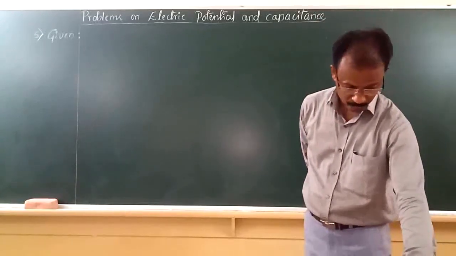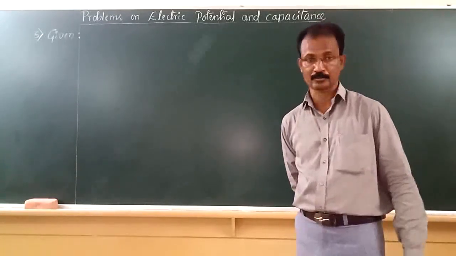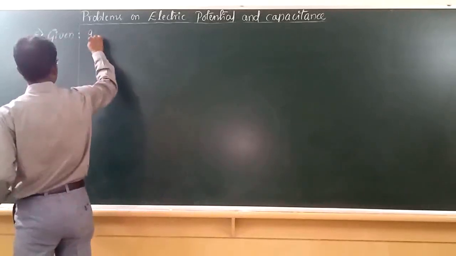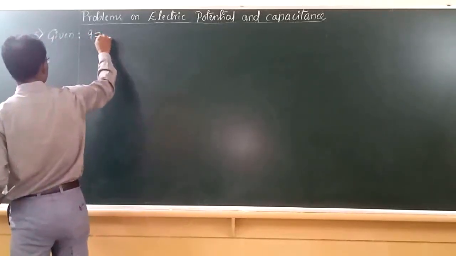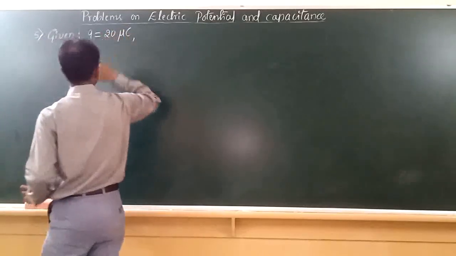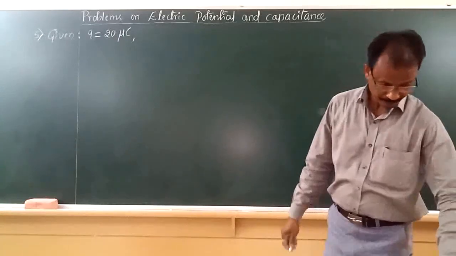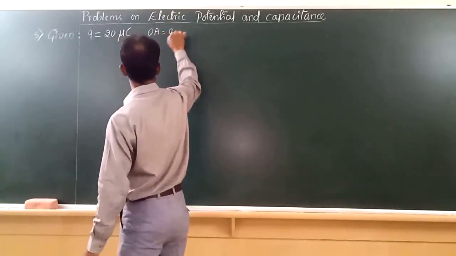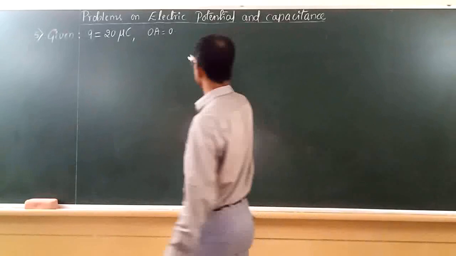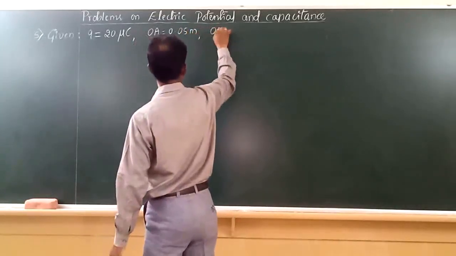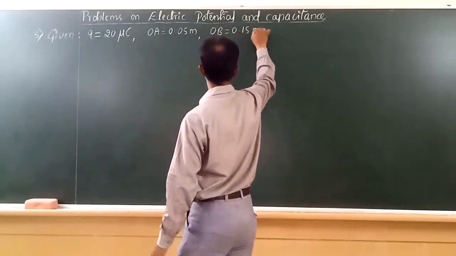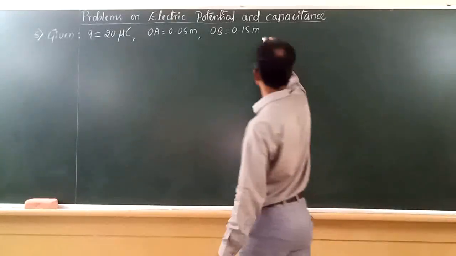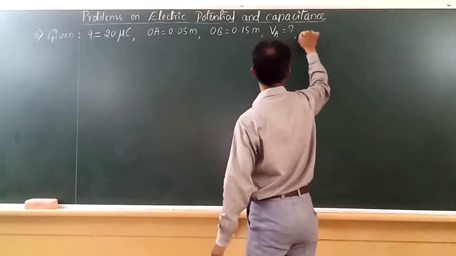Also find the work done to move a point charge of 1.6 × 10⁻¹⁹ coulomb from B to A. Only one charge, 20 microcoulomb. Then OA is 0.05 meter, OB is 0.15 meter. Find the potential at A and the potential at B.